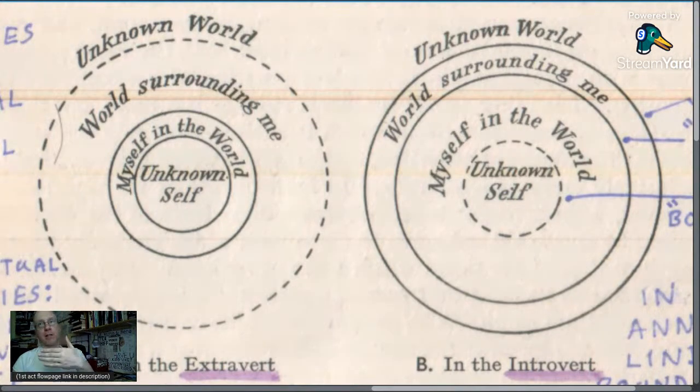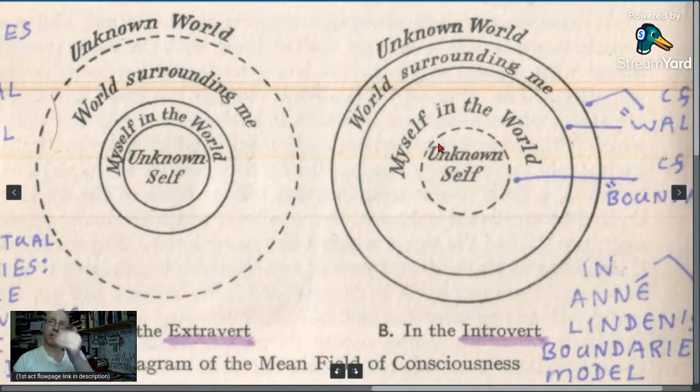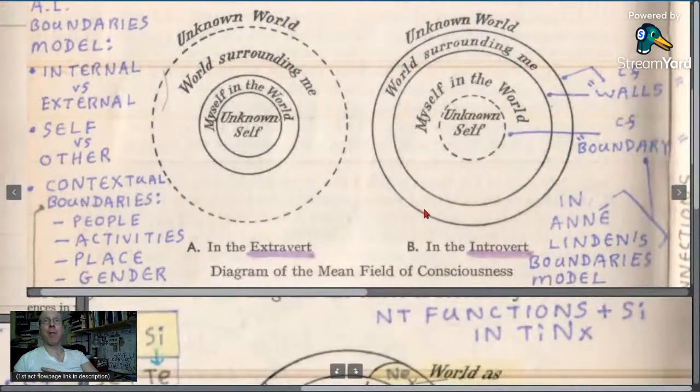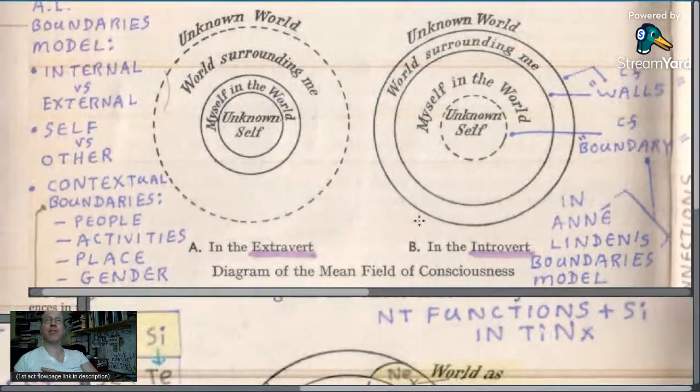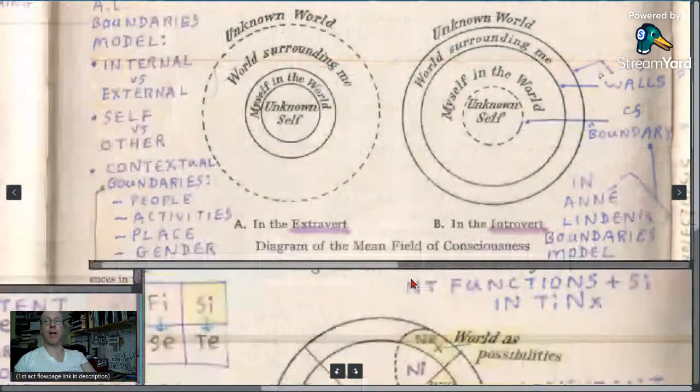But the interesting thing that he's done is added this idea that the introvert has more access to the unknown self, whereas it's a wall for the extrovert, the unknown self. But the world is a wall. The unknown world is walled off for the introvert. But there is some penetrability of the unknown world for the extrovert. So this was an interesting idea. Might not be true, but it's interesting, and interesting to compare to the boundaries model of Annie Linden. Again, contextual boundaries, self, other, if you want to think about that.